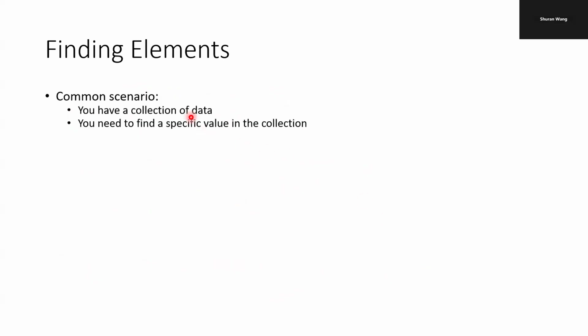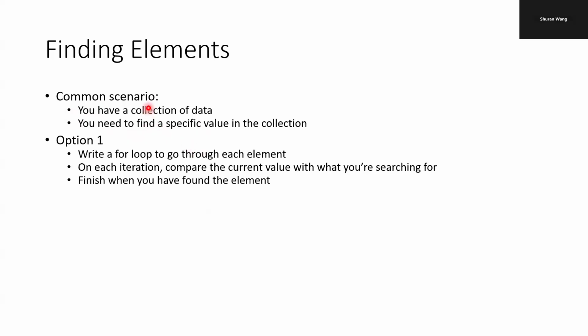Finding elements, as we just have covered: you have a collection of data typically stored in some container. You need to find a specific value in the collection. And option 1 is to write a for loop and go through each element. On each iteration, we compare the current value with what you're searching for and finish when you have found the element. Brute force, O(n).